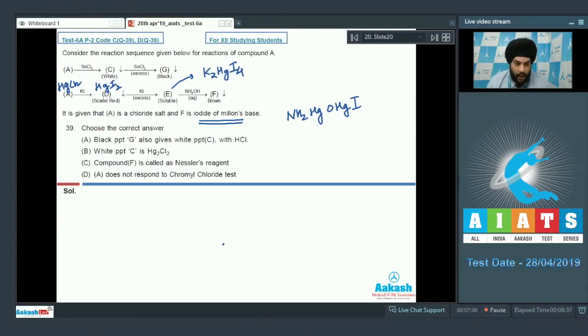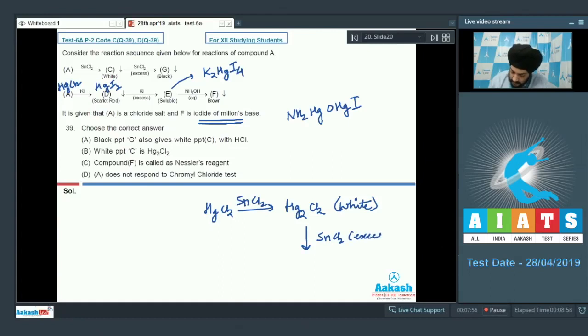The test for compound A can also be validated by the above sequence of reactions. We know that HgCl2, when it is allowed to react with SnCl2, forms Hg2Cl2, which is a white precipitate. And when the white precipitate is allowed to react with excess of SnCl2, it forms mercury. It is further reduced and gives us a black colored residue. So we now have all the compounds in the system.